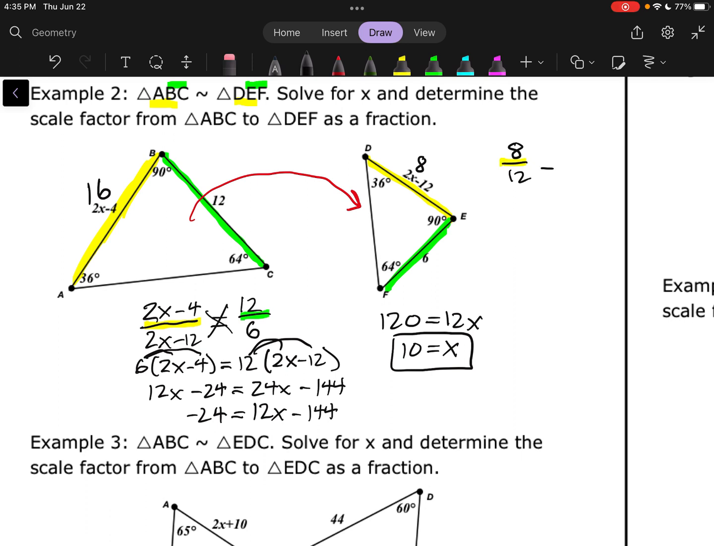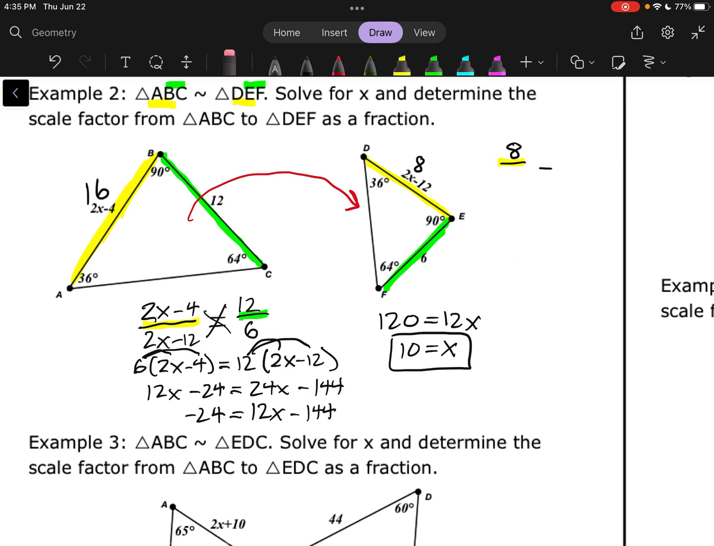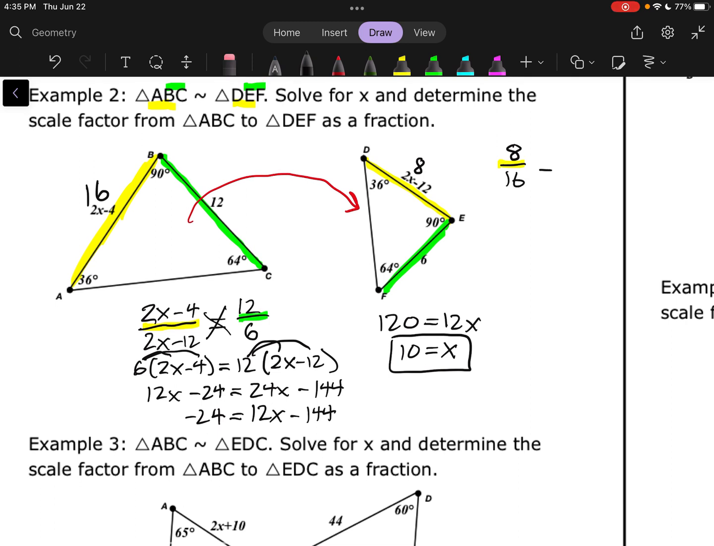That simplifies down to, or I'm sorry, not 8 over 12, that should be 8 over 16. 8 over 16 would simplify down to 1/2. So I think our scale factor is 1/2, but let's just double check with the green sides as well. New over old there would be 6 over 12, which would also be 1/2. So this looks good to me.